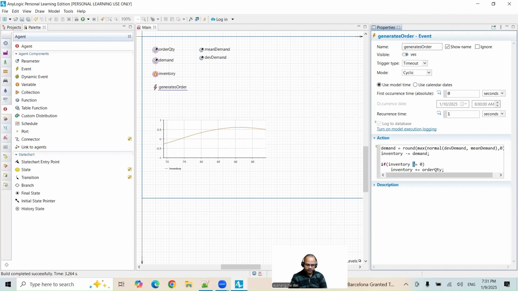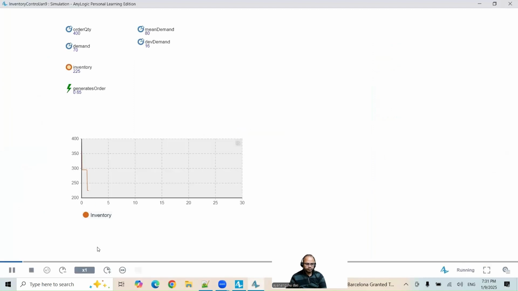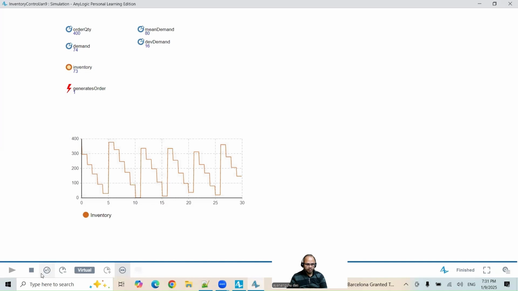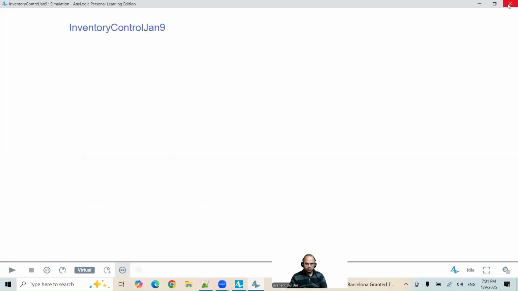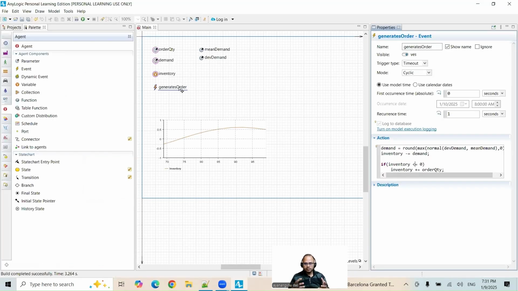So what we have to declare is either it's less than or equal to 0. Now we should be seeing that the inventory is being replenished. So we see that over time, the inventory is getting replenished. Here we are considering that the inventory is getting replenished immediately.